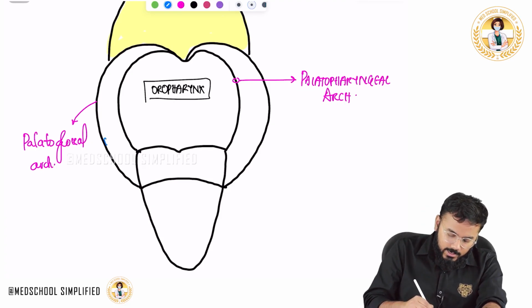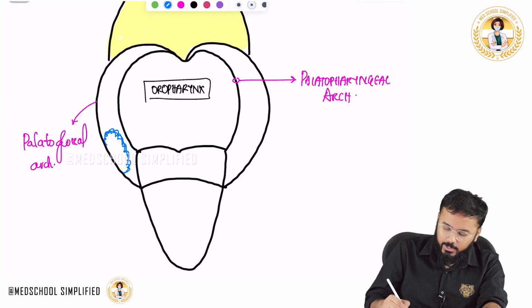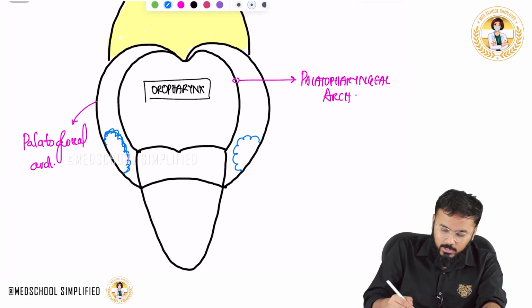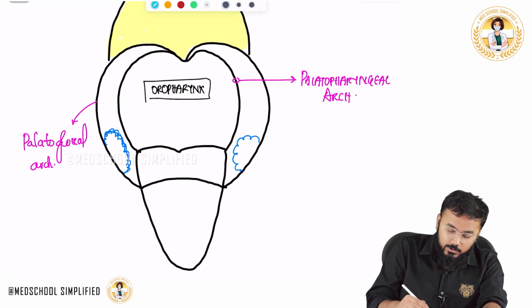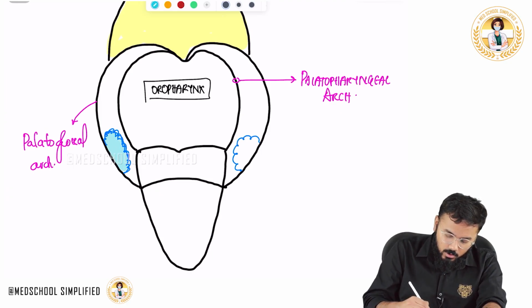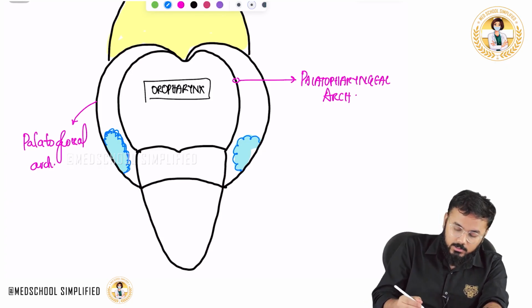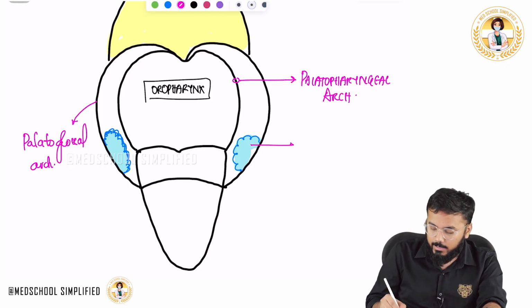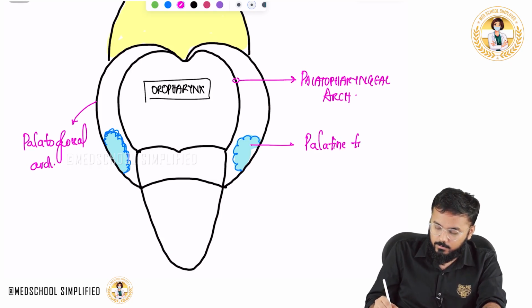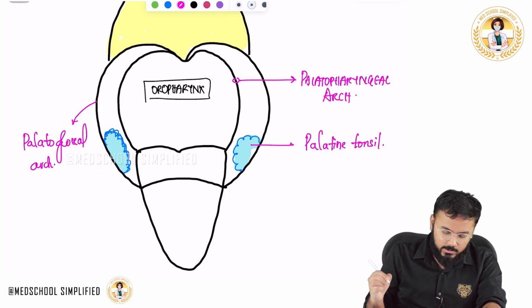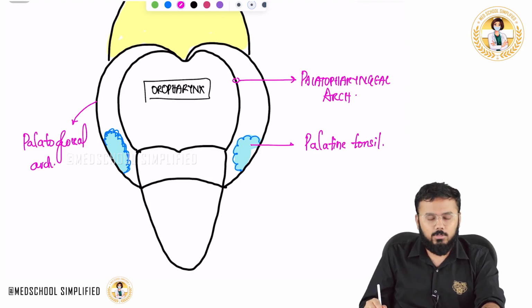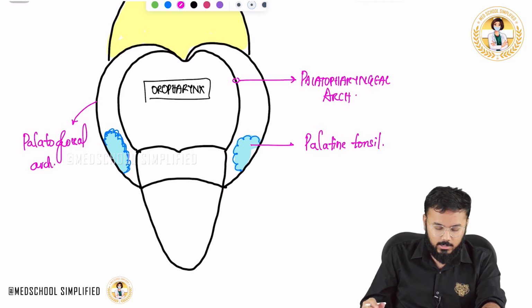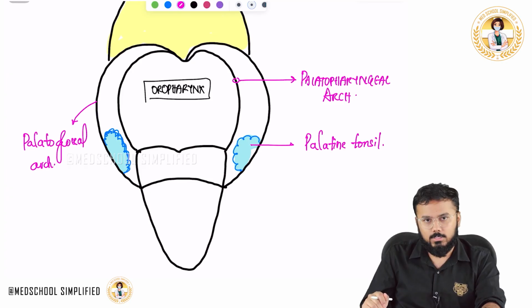Next important thing is that here you have got this tonsil like thing, right, that is located between palatopharyngeal and palatoglossal. So this particular tonsil which you can see over here is called as your palatine tonsil. So palatopharyngeal arch, palatoglossal arch and palatine tonsil.